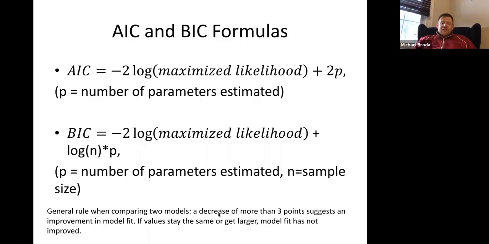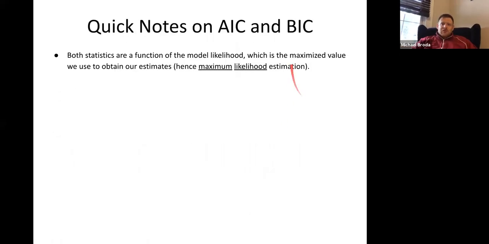So for any of these, a decrease of more than 3 points suggests an improvement in model fit. If the values stay the same, just get a little bit lower or get higher, that's a sign that your model fit has not been improved by whatever variables you added into the model. Okay, so some quick notes.